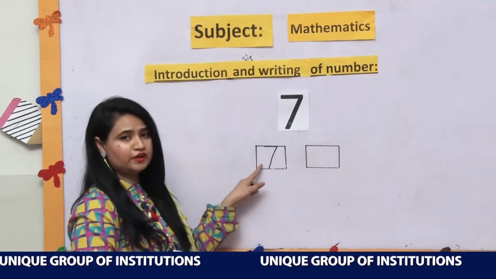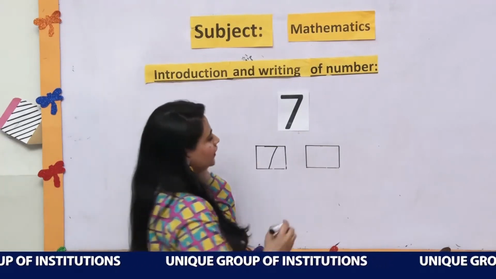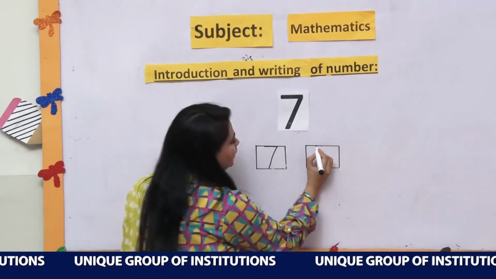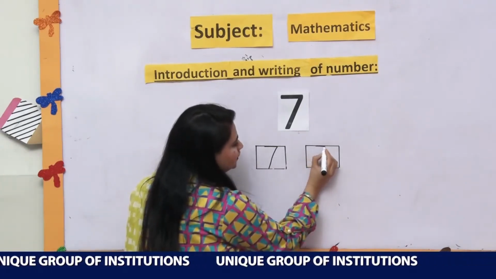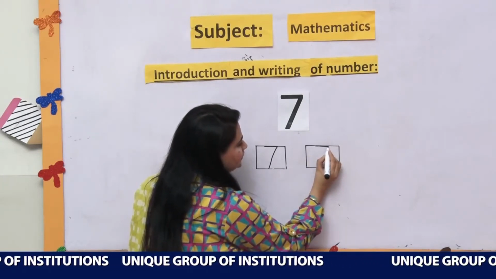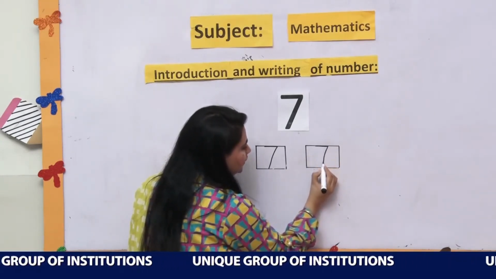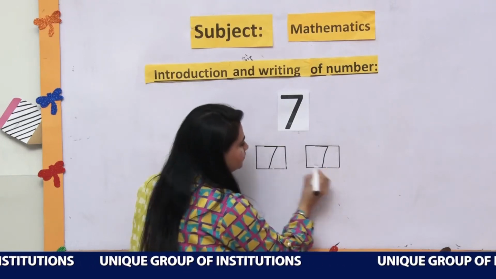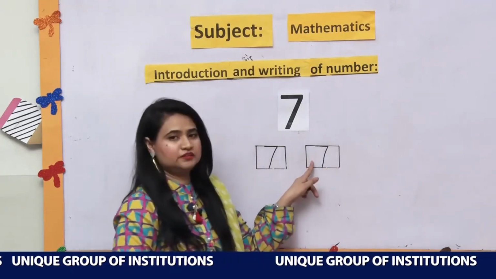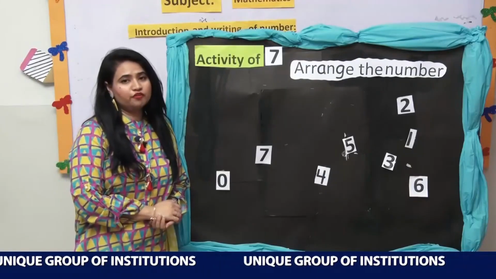This is 7. Let's write it again. Start from the upper line, make a sloping line. Then make a slant line, go down, down, down, and touch the bottom. This is 7. Now we will do the activity of number 7.